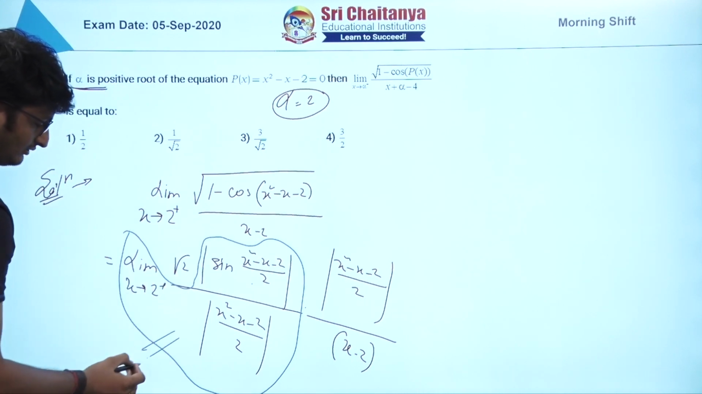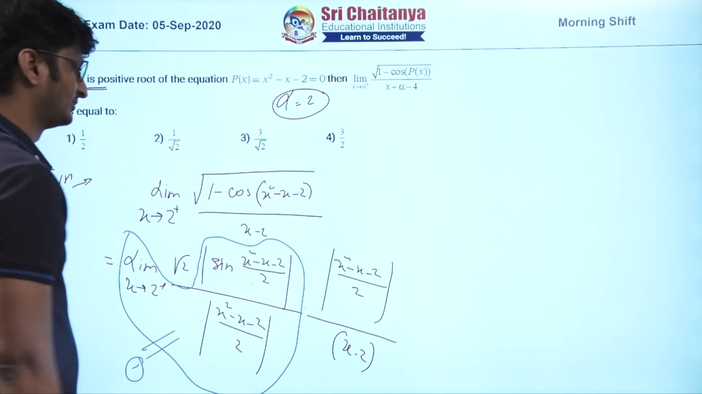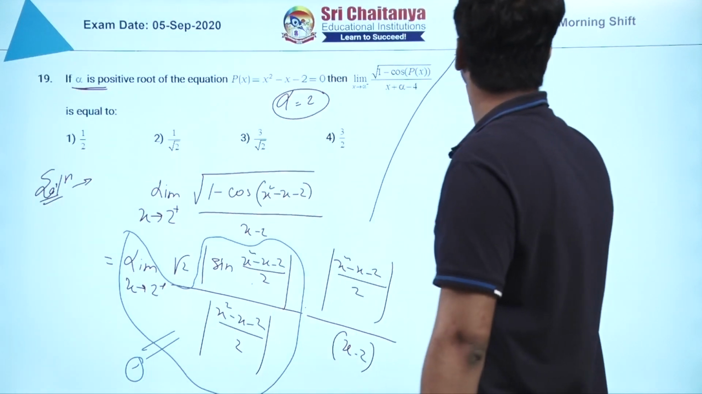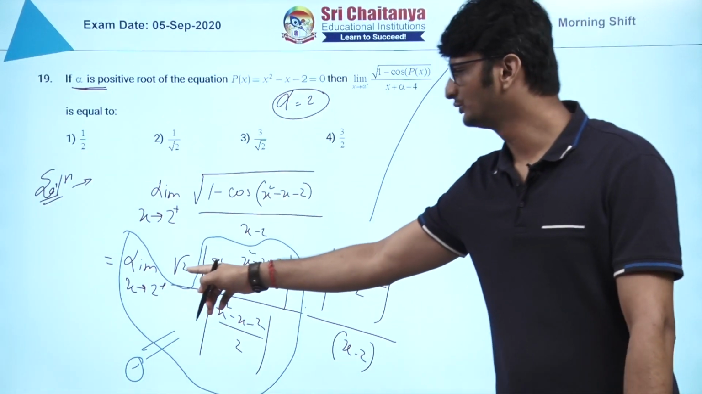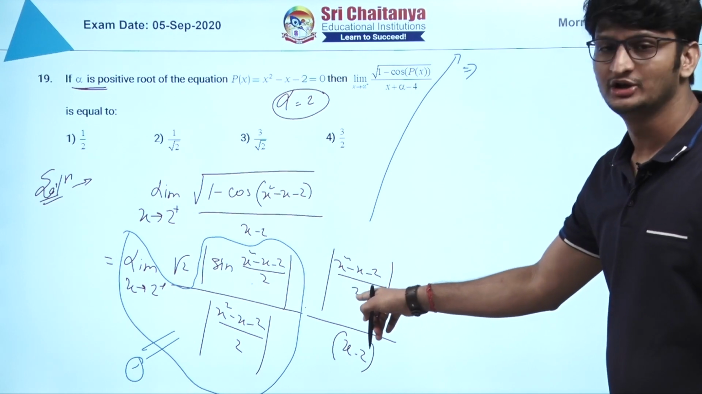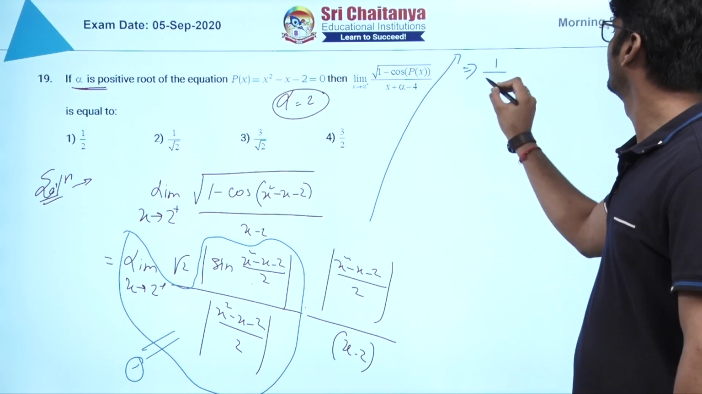This is 1. Let us move here, root 2 is there in the numerator, and in the denominator what was 2, so it will become 1 by root 2.